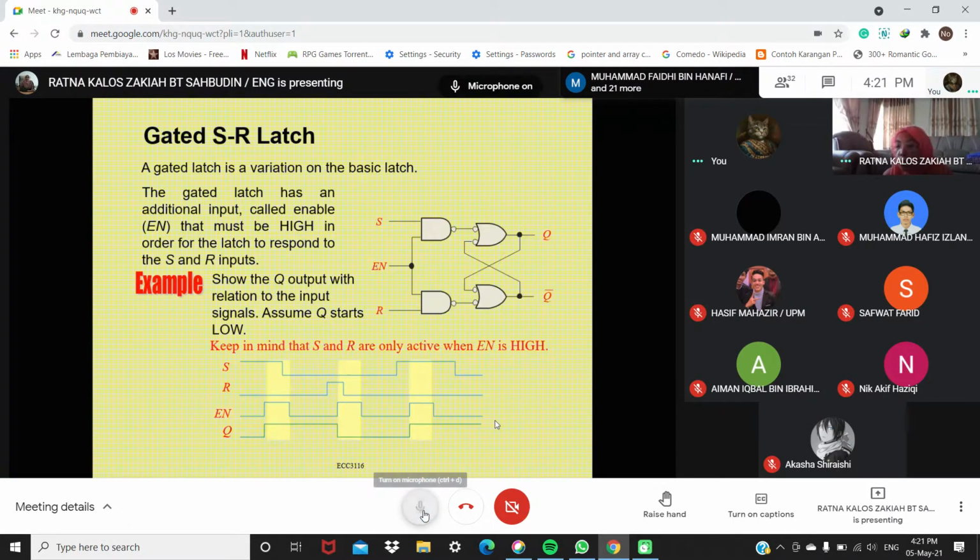Do you know how to draw this graph? Okay, faham tak? Okay, doctor. Okay.